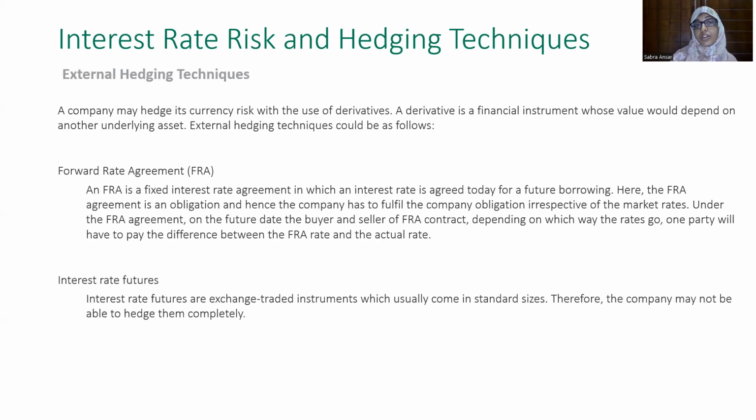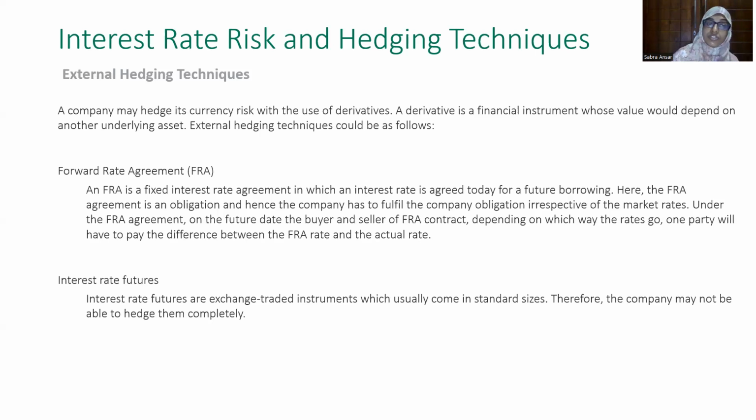Under the FRA agreement, on the future date, depending on which way the rate goes, one party, the buyer or seller of the FRA contract, will have to pay the difference between the FRA rate and the actual rate. So that is a forward rate agreement, where you agree to it today and you are going to do a future borrowing or payment on a future date.